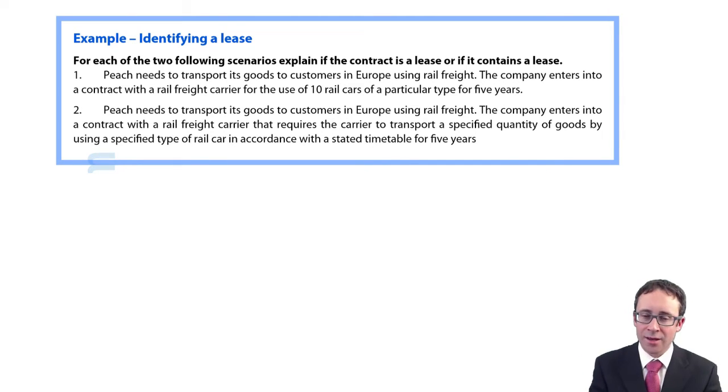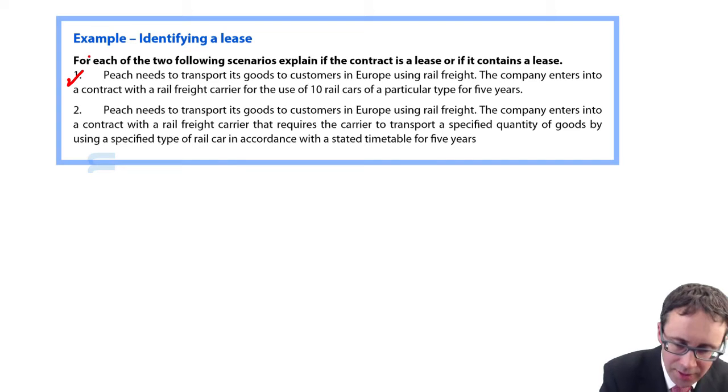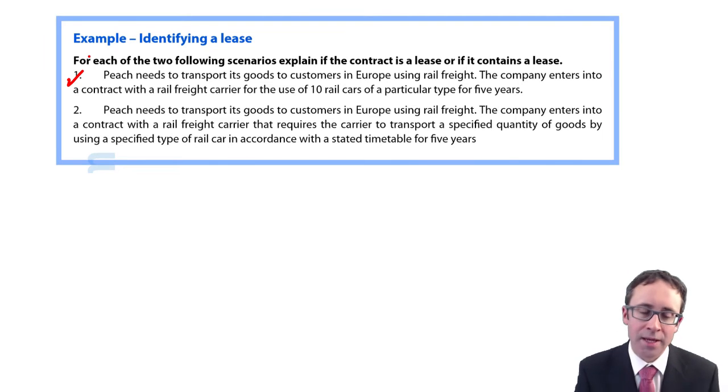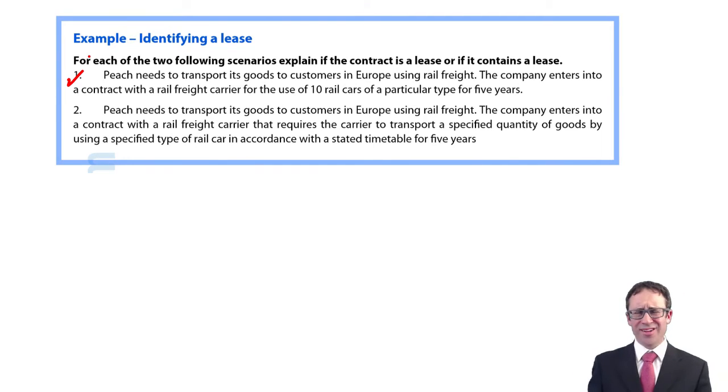Okay, the answer here is yes, that there is a lease in scenario number one. Why? Because if you look at both of them, one or two, they're virtually identical in terms of the scenario. There's a subtle difference in them. Let's have a look at them.